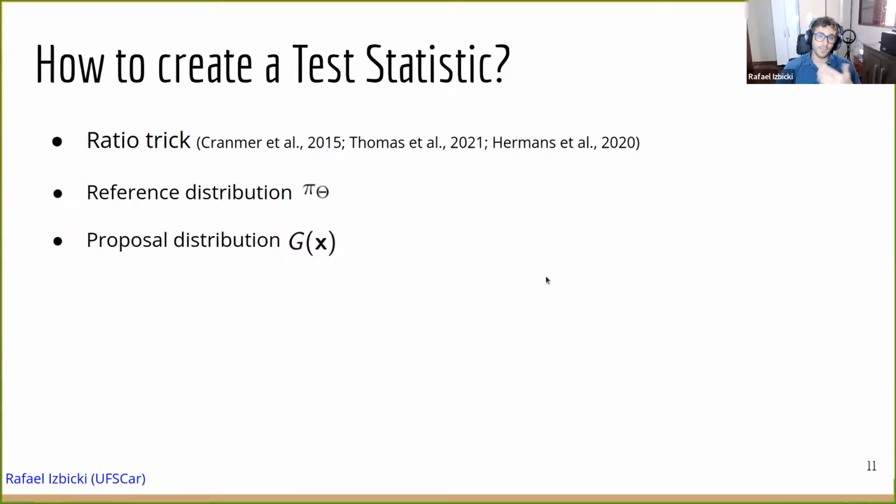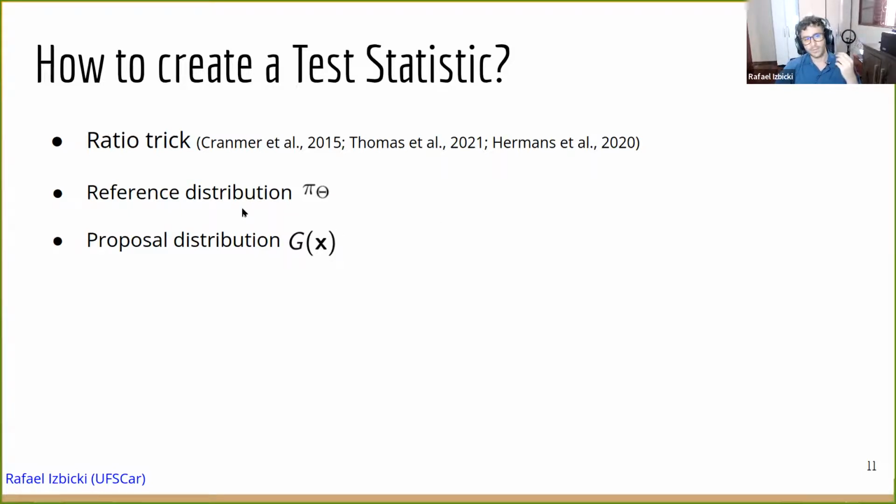The way that we create a test statistic builds on what's called the ratio trick. That's an old trick in statistics to compute the ratio of two density functions. It's been used in many places. It's also been used in the LFI literature, so here are some examples of papers that use that. And I'm going to show the way in which we use this trick here.